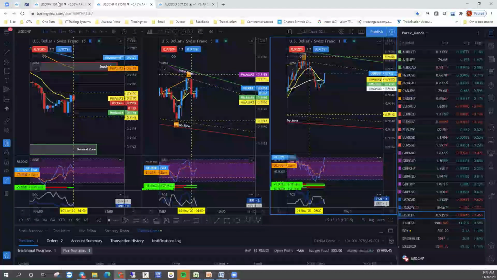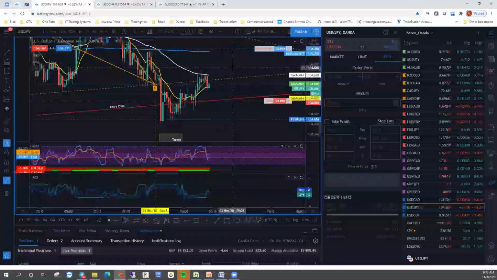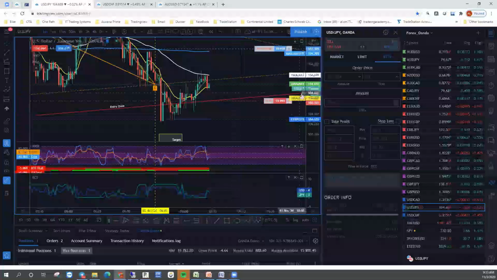Let's see how our yen trade's doing. It's still hanging in there. If I had taken the yen live, I would have exited already because I don't want to be in a trade that just sits around and does nothing anymore.